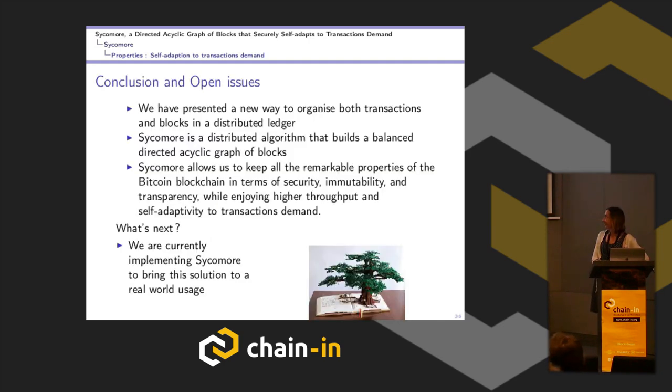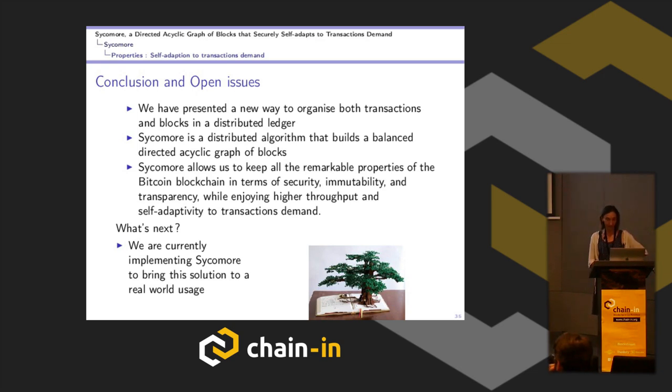I think that concludes my presentation. So we have presented a new way to organize both transactions and blocks, by building this dedicated graph. We have exactly the same security properties as in Bitcoin, but we enjoy higher throughput and self-adaptation to transaction demand.